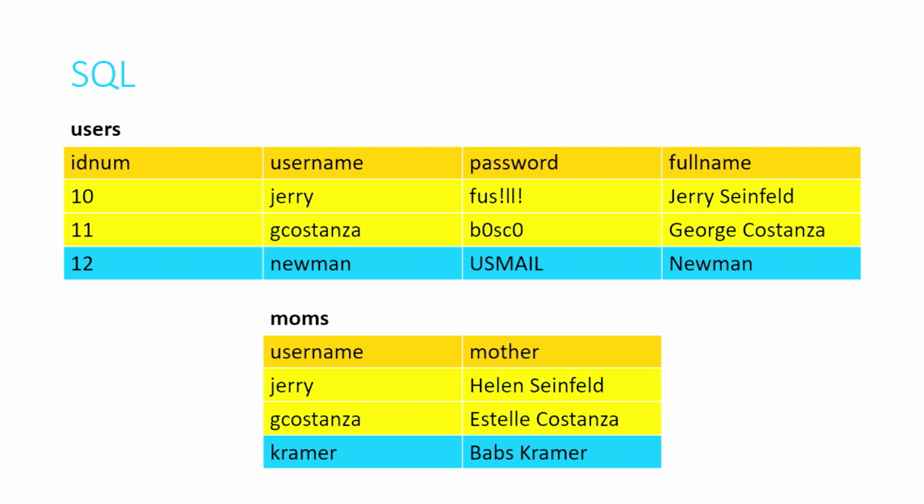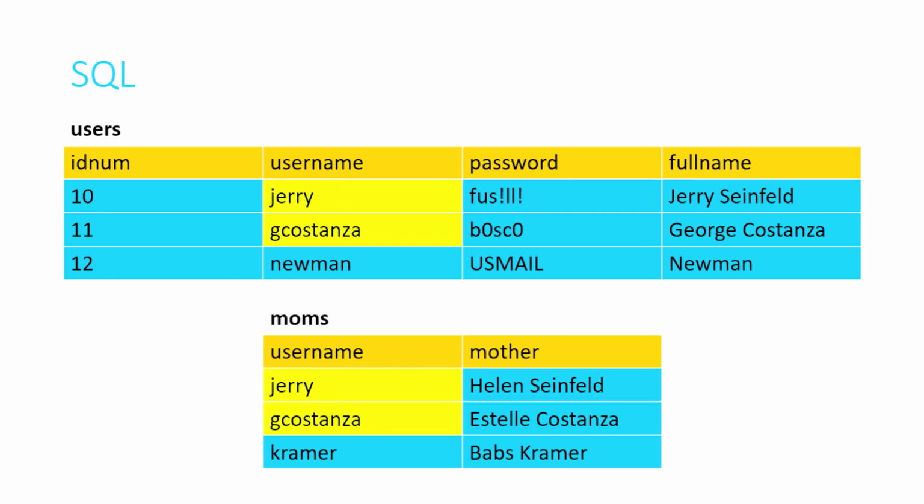Newman does not appear in both tables, so I'm not going to even come close to extracting that piece of information. Kramer does not appear in both tables, so that one's out too. But Jerry and G. Costanza both appear in both tables, and so that is sort of the overlap point. And you can think about this as if we have our users table, which is like one circle over here, and our moms table, which is one circle over here. When we're joining, sort of like a Venn diagram, we're trying to figure out what those two tables have in common and using that as our anchor point for the joined tables.